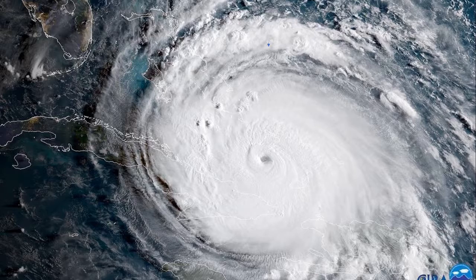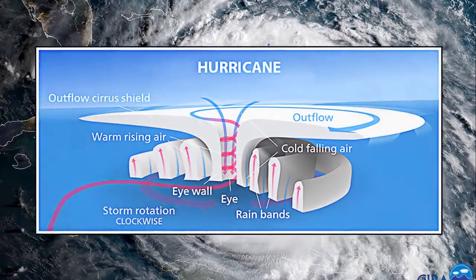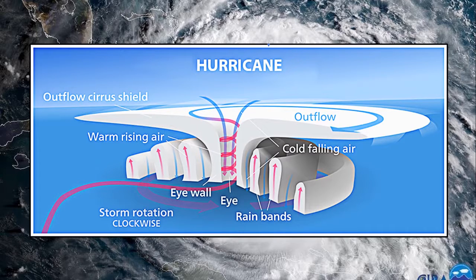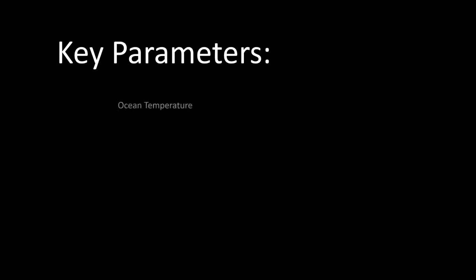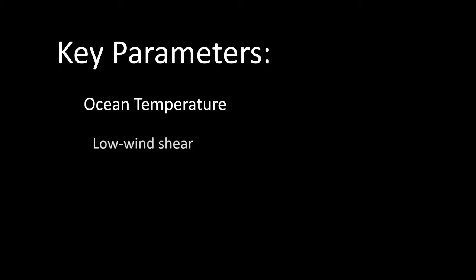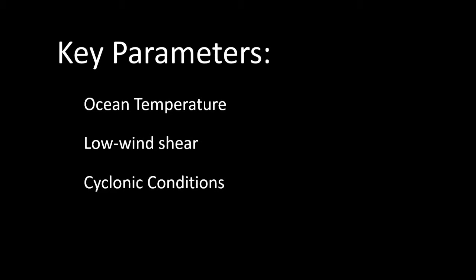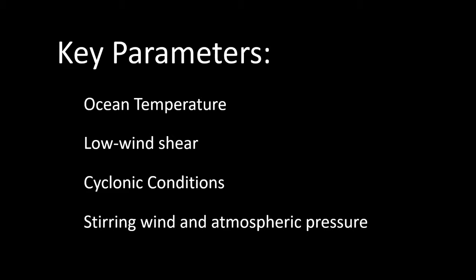We can see in this cross-section the eye of the storm, where there's relative calm, but a lot of energy being exchanged, and outer rings of energy, updraft and downdraft. So what are the key parameters here? Certainly the ocean temperature has to be above a certain level. There has to be low vertical wind shear, and the cyclonic conditions must be present at the beginning, and a steering wind and atmospheric pressure in order for this to make landfall.